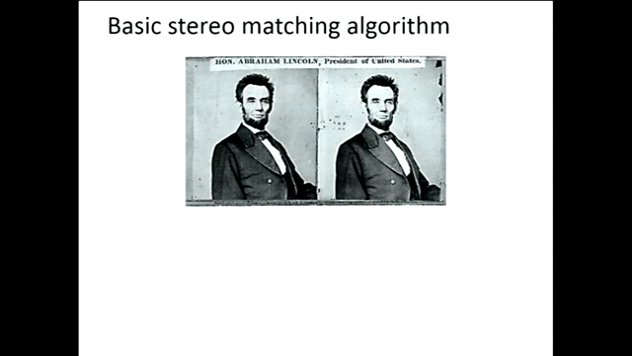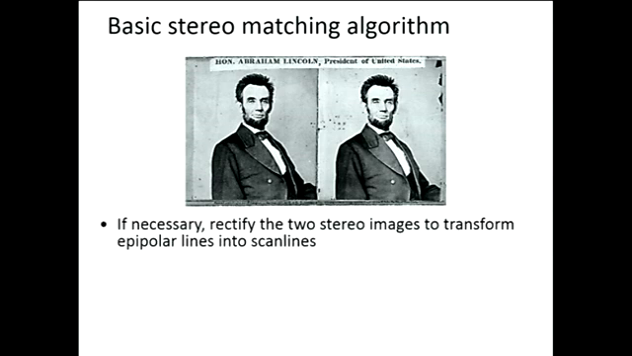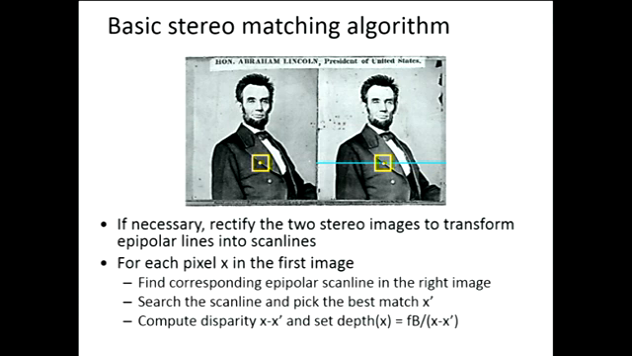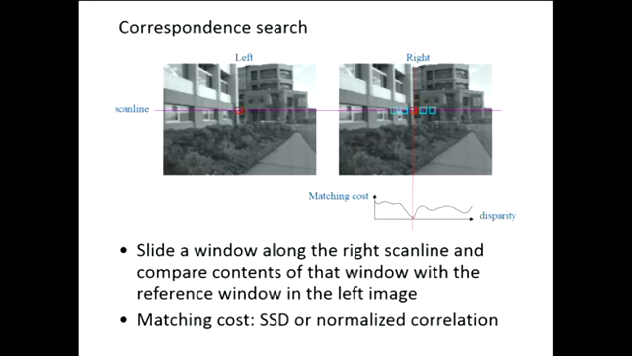So my basic stereo algorithm now is, if necessary, rectify the two stereo images to transform the epipolar lines into scan lines. Then for each pixel in the image, search along the scan line and find the best match. Compute the disparity, the difference between the pixels, and then the depth at that pixel is equal to FB over the disparity. To do matching, I just do a simple scanning window. I would create some window of fixed size, say 15 by 15, and scan it along the scan line and compute either the sum of squared difference or normalized cross correlation.